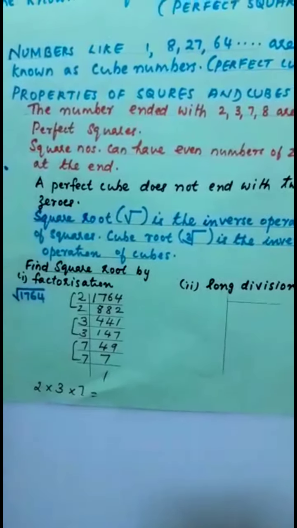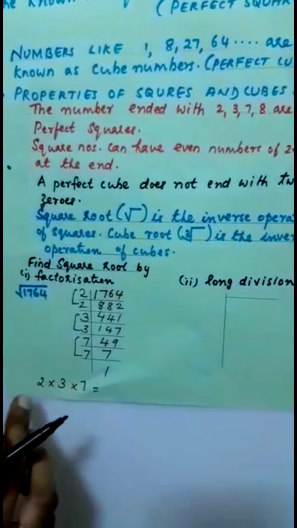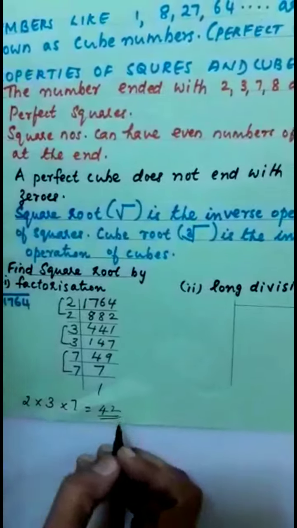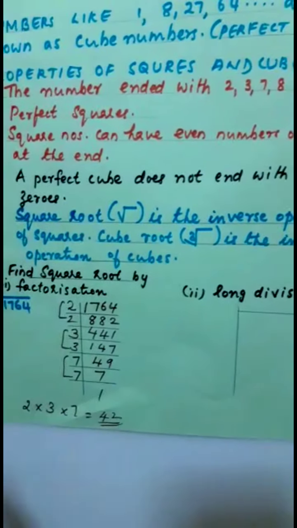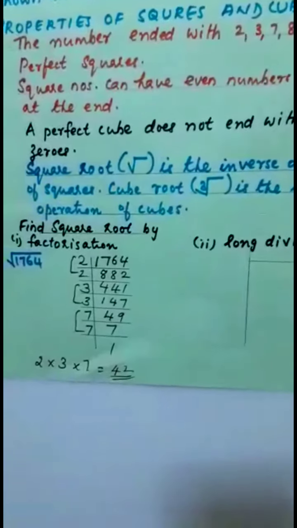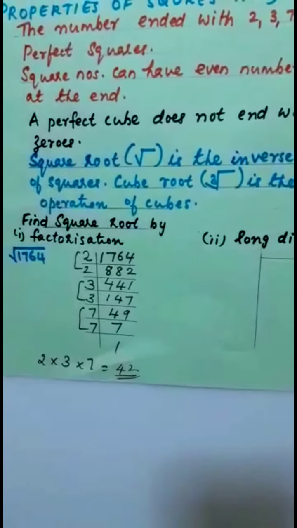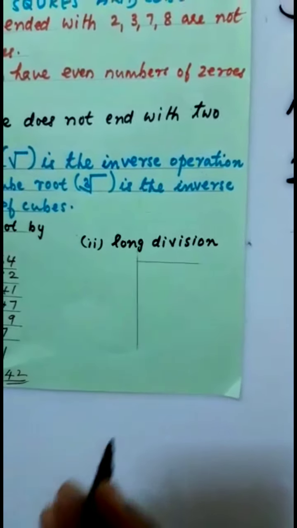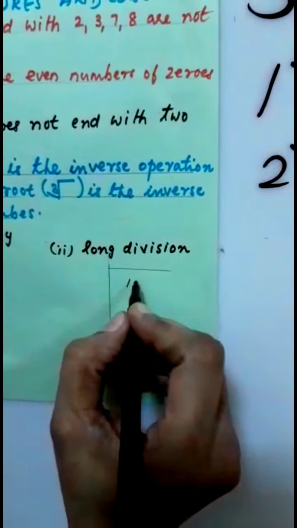From each pair we take only 1: 2, then 3 and 7. So 2 into 3 is 6, 6 into 7 is 42, that is the answer. It means 42 multiplied 2 times, you will get 1764. This is the way you can find the square root by factorization. Next method is long division, and we use the same number.